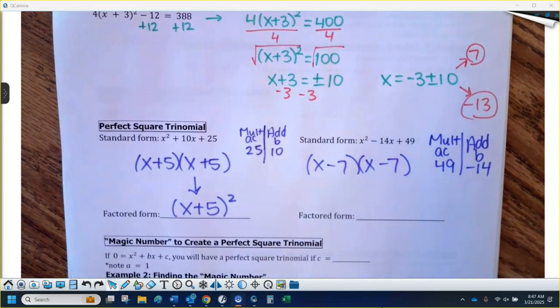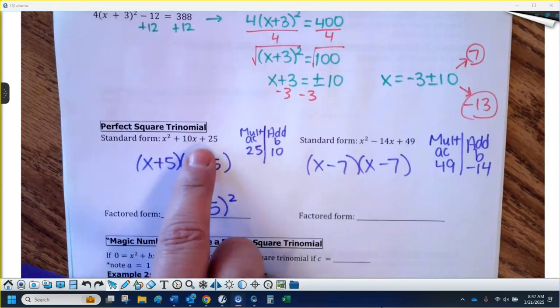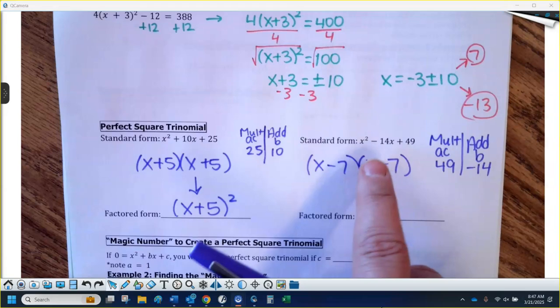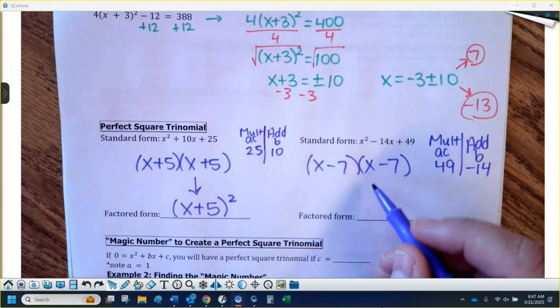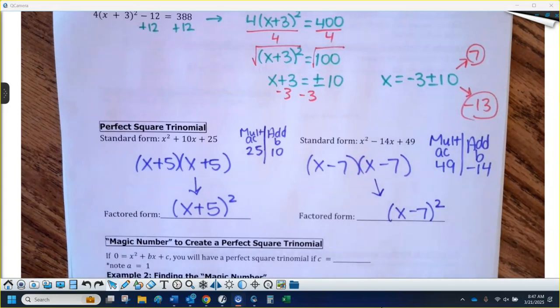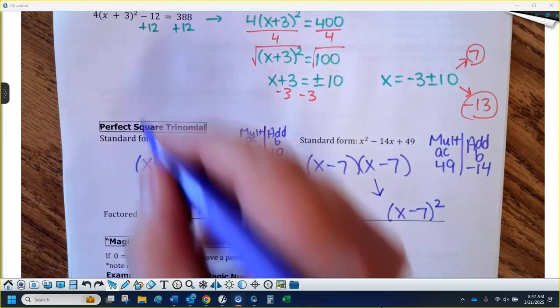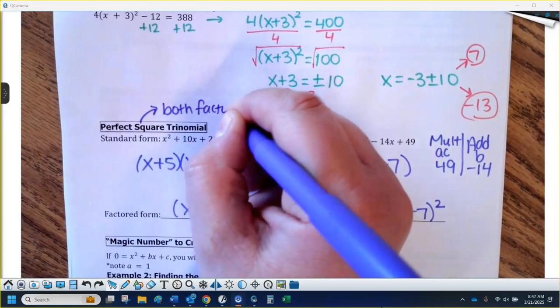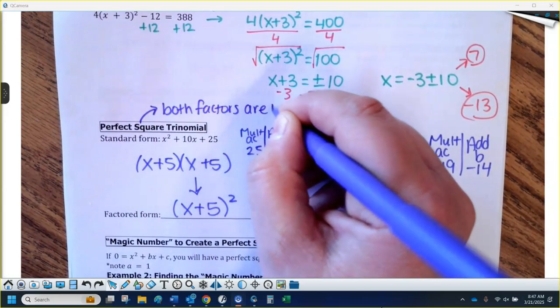Okay, both of these multiply to get you positive, but add to get you negative. So they have to be in one of these formats to do this. So it's either got to be a plus plus or a minus minus. If it's a plus plus, this will be positive. If it's a minus minus, these guys again, these are the same. It'll just look like this, x minus 7 squared. But it's still something I can squish together because both factors are the same. So that's what a perfect square trinomial is, if you want to write that down. Both factors are the same.